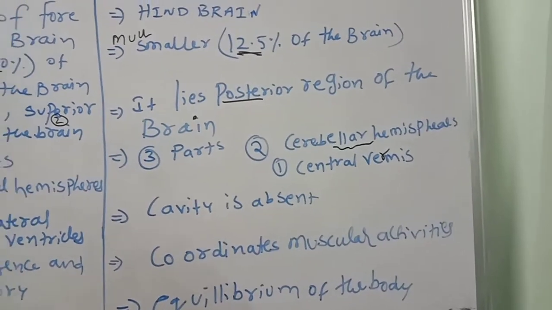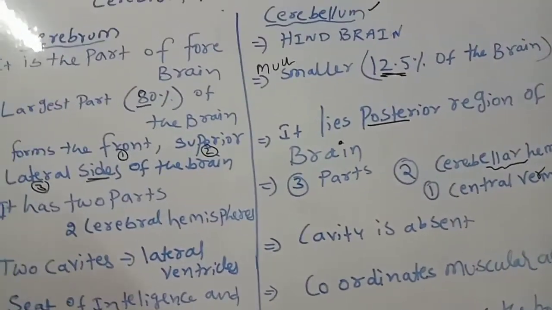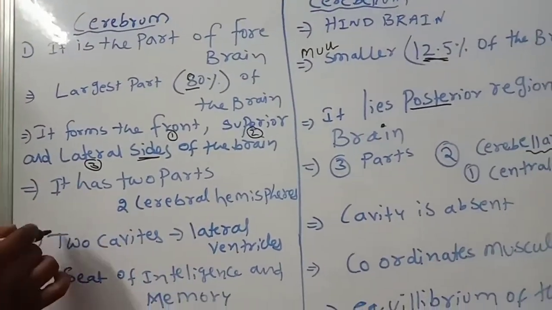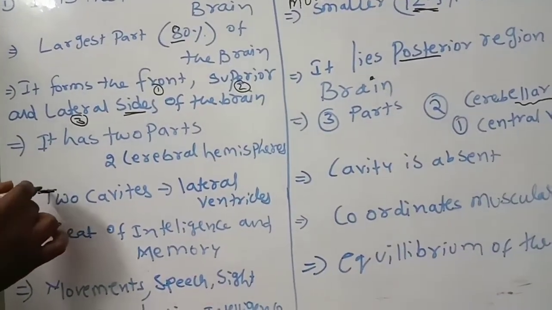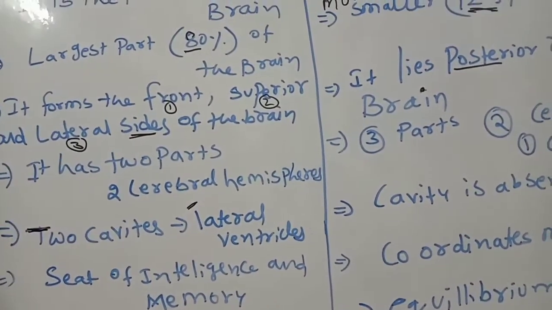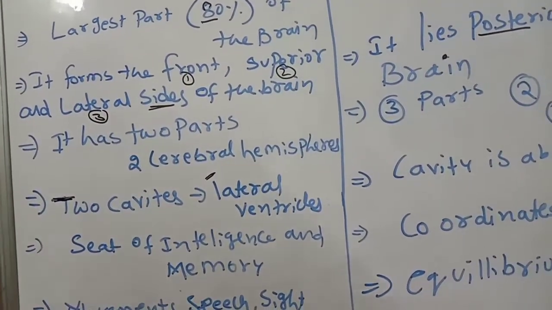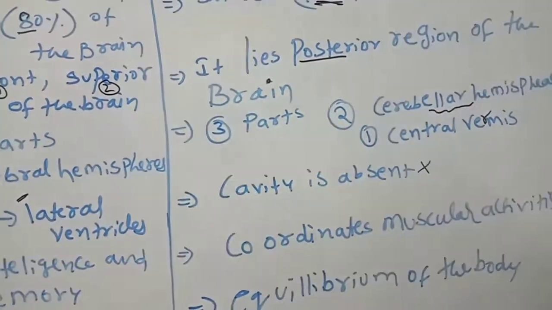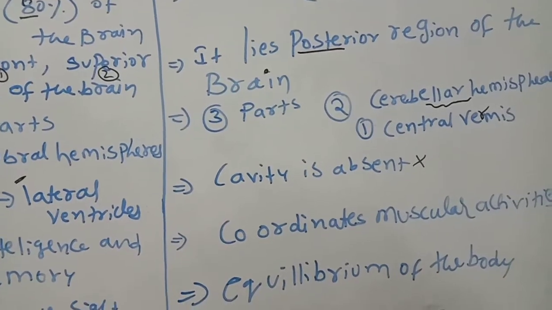The next one, the 2 cavities. You know, spaces are there in between the cerebrum. Those spaces are cavities, 2 cavities are there. They will be called lateral ventricles. In the cerebellum, cavities are absent. Cavity is absent.